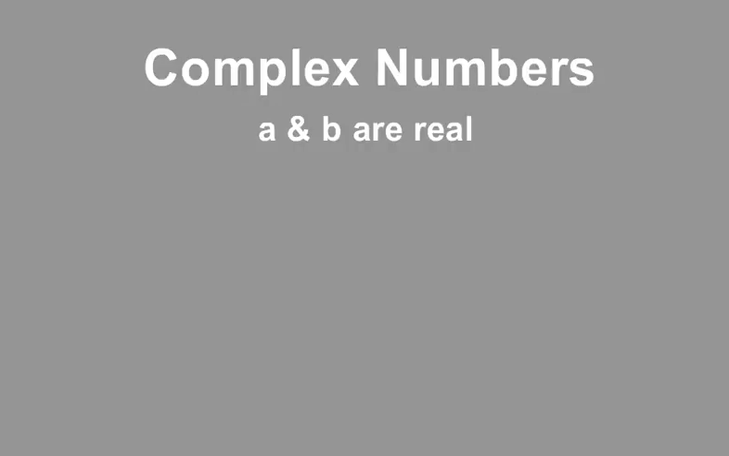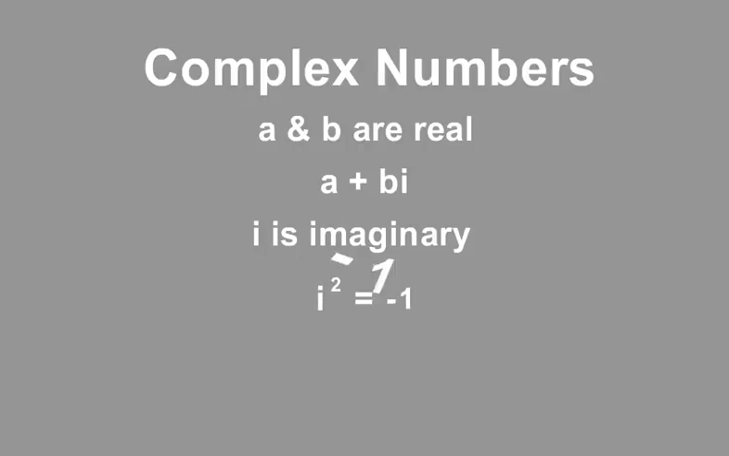They may also present you with complex numbers. Now in math, a complex number is a number of the form a plus bi, where a and b are real numbers and i is the imaginary unit. And it has the property that i squared equals -1. The real part of the complex number is a, and the real number b is the imaginary part.